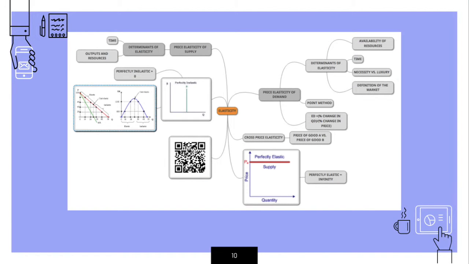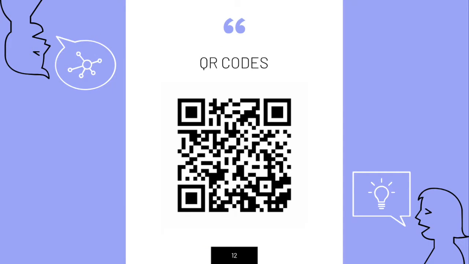It illustrates the theme of elasticity. With this, I was able to sort between the major ideas and subtopics. Images can also be added, which is greatly helpful for economic students as extensive graphs are almost always needed. Mind maps also allow you to link QR codes, which brings me to my next learning tool for information transmission.